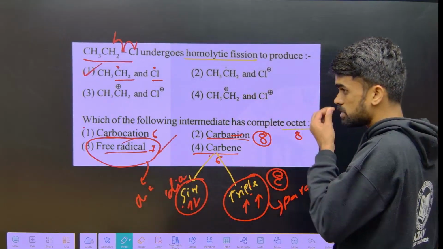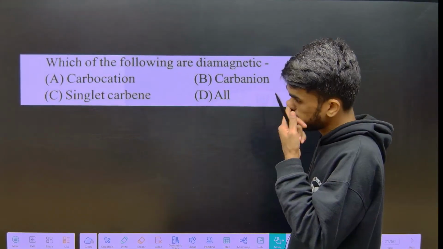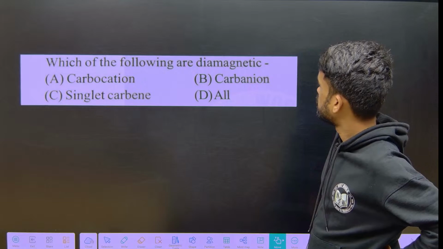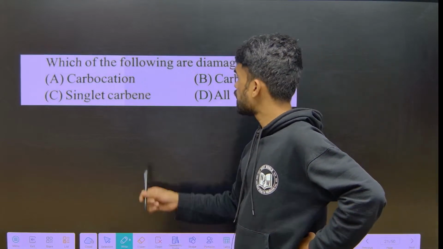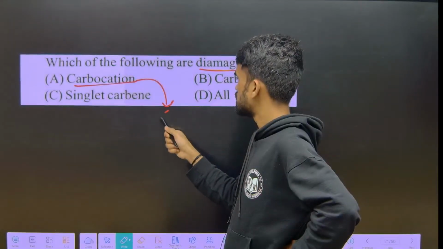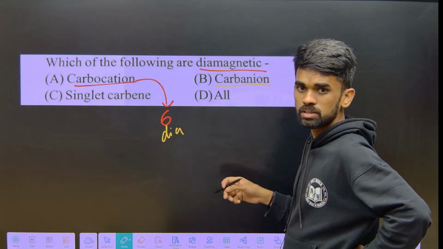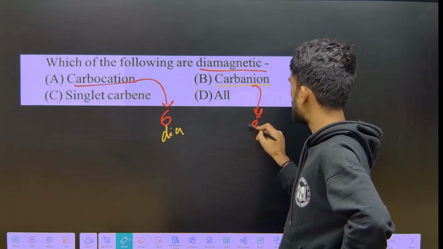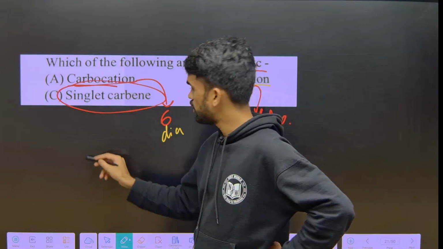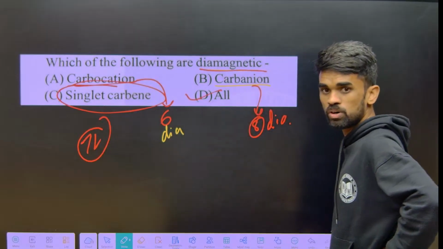Based on this, tell me the answer for this. Diamagnetic, they are asking. Okay, carbocation, how many electrons? 6, all of them are paired, so it is diamagnetic. Carbanion 8, all electrons are paired, it is also diamagnetic. Singlet carbene, diamagnetic only we have seen like this, so it is also diamagnetic. So option number 4 will be your answer.